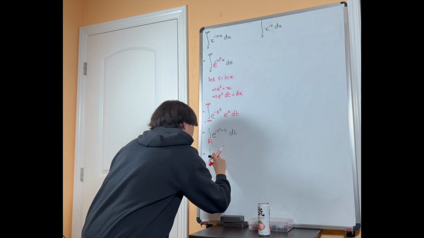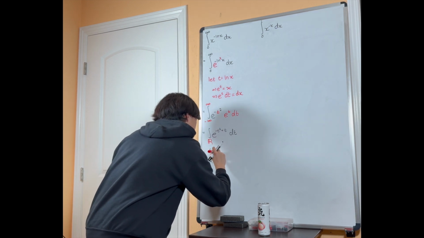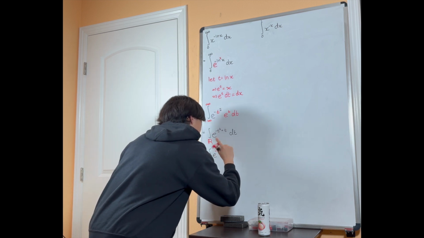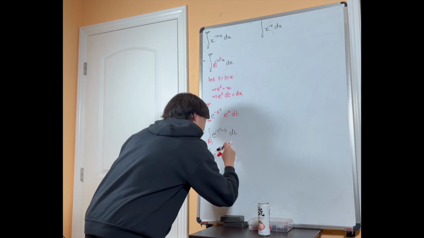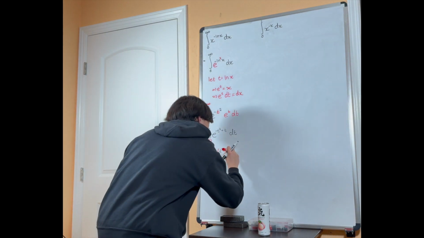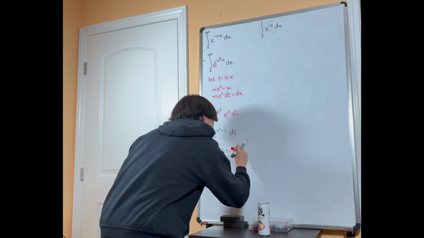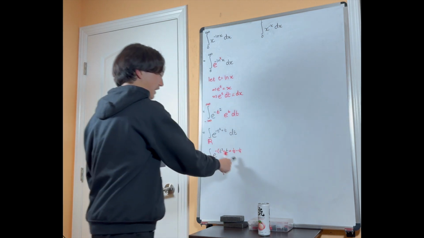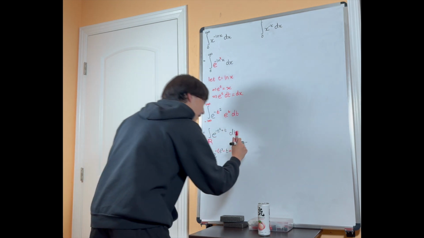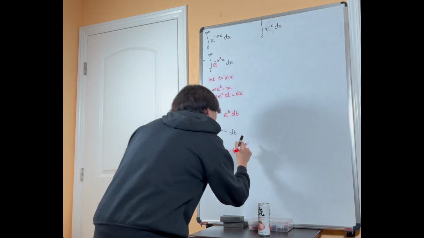Factor out the negative, you get e to the negative t squared minus t. And how do we complete the square for this? Well, you have to add 1/4 and then subtract 1/4. Right? So this cancels out to 0, and once you distribute in the negative sign, see that it's equal to that.